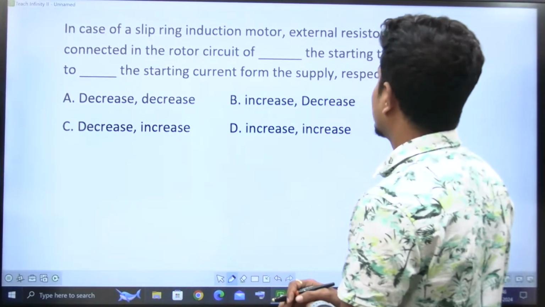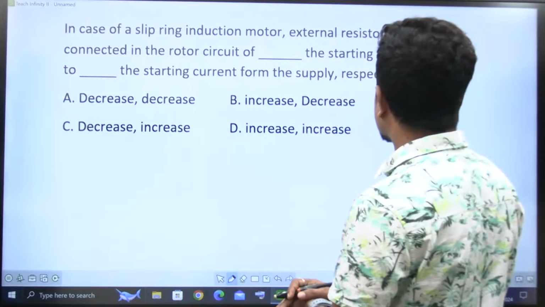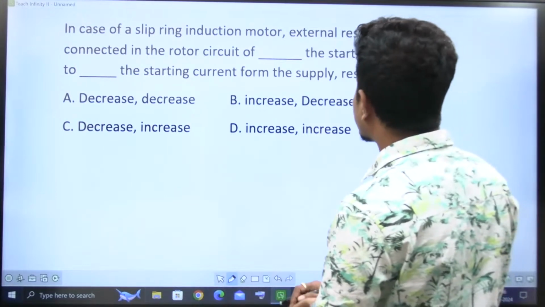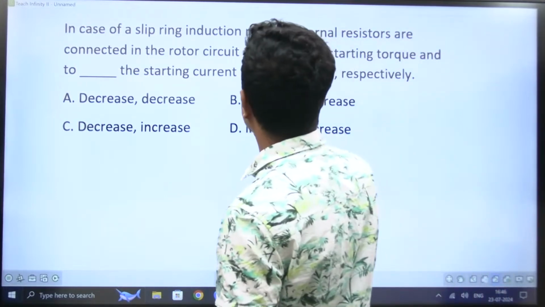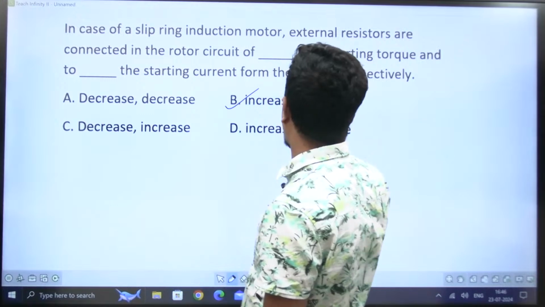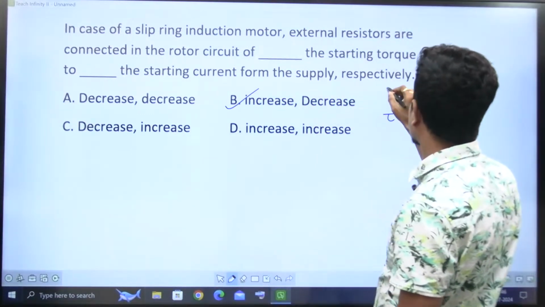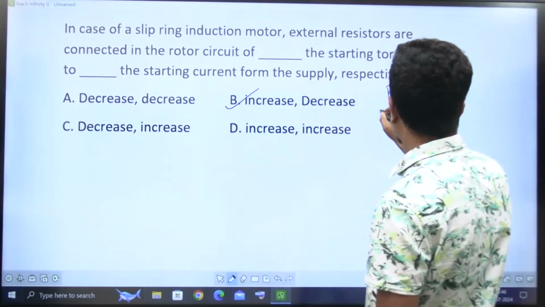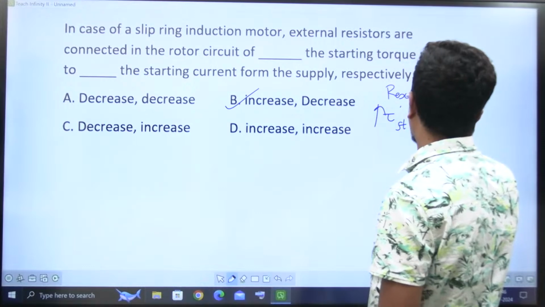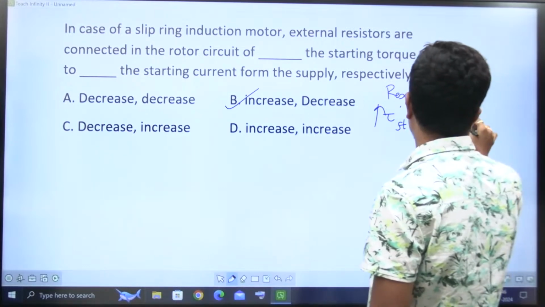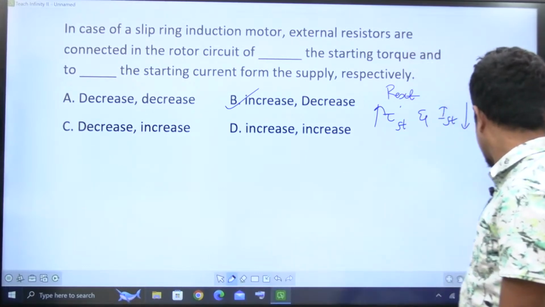The rotor circuit external resistance is used to increase the starting torque and decrease the starting current. R external is going to increase the starting torque and decrease the starting current. That's all. Option is B.